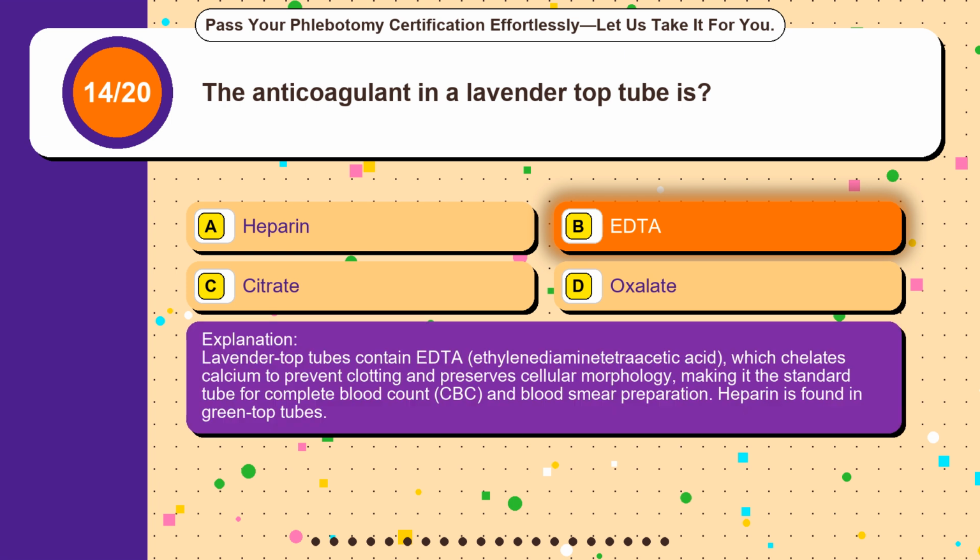Lavender top tubes contain EDTA, ethylenediamine tetraacetic acid, which chelates calcium to prevent clotting and preserves cellular morphology, making it the standard tube for complete blood count, CBC, and blood smear preparation. Heparin is found in green top tubes.